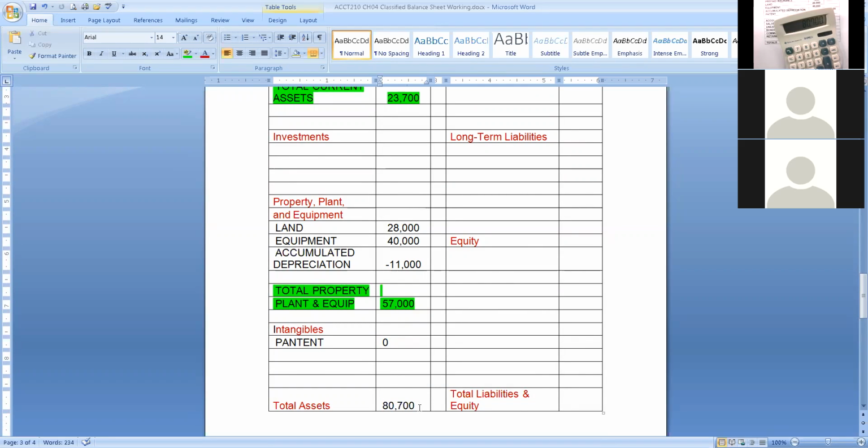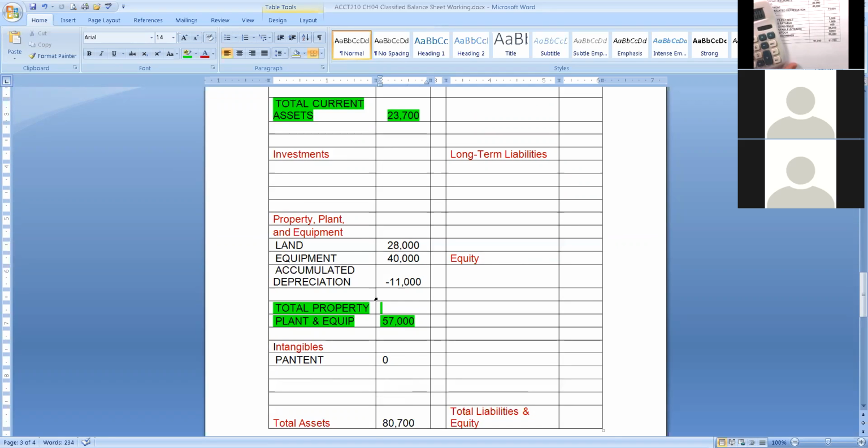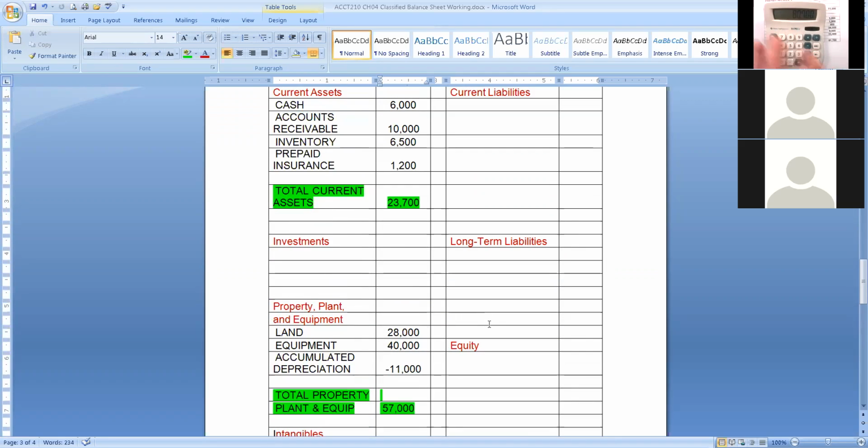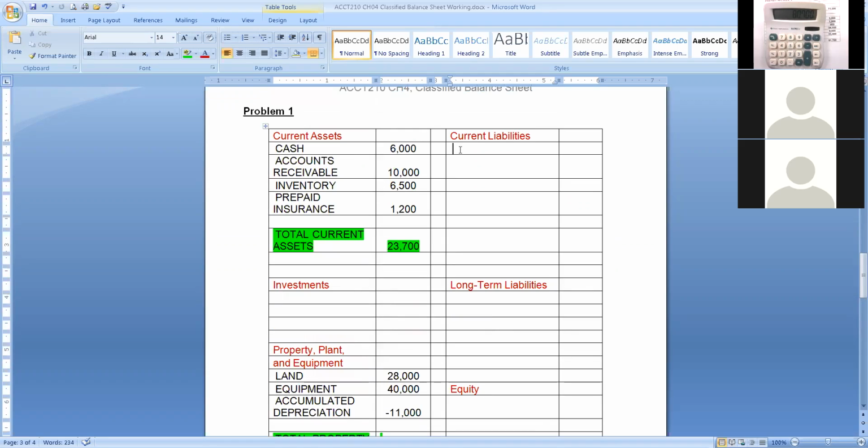So that's going to be our total assets. And that's exactly the same as before, just like I say, we just categorize it. Okay, let's go to current liabilities. Current liabilities that we had.